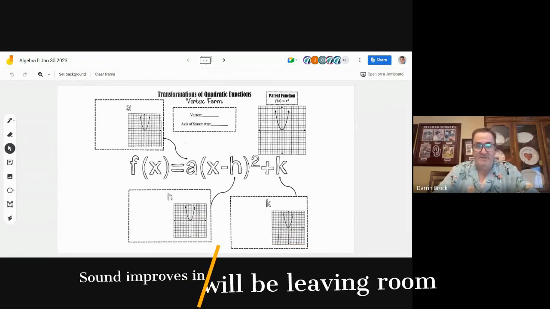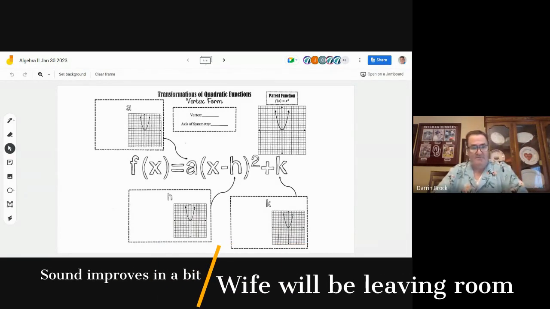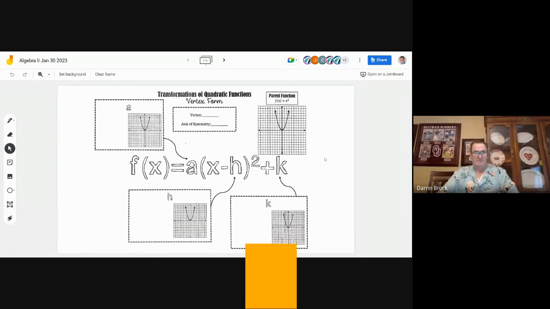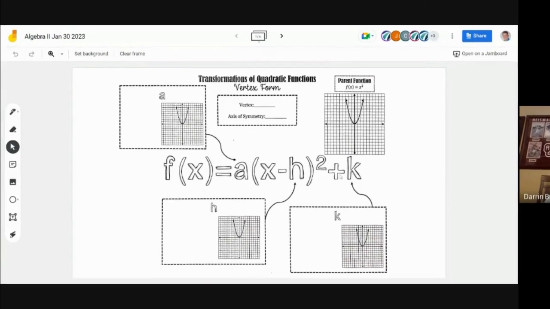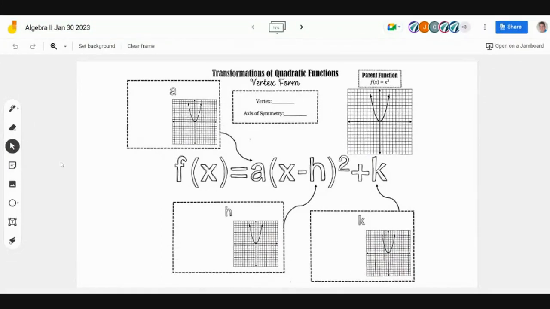Okay, so this is our lesson for this week. I'm going to use this Jamboard since we're home and I don't have my document camera. So let's see if we can fill in things here and make this work. Wednesday.